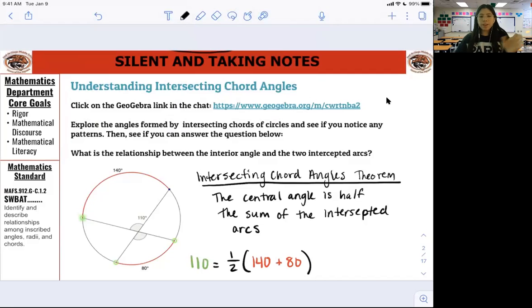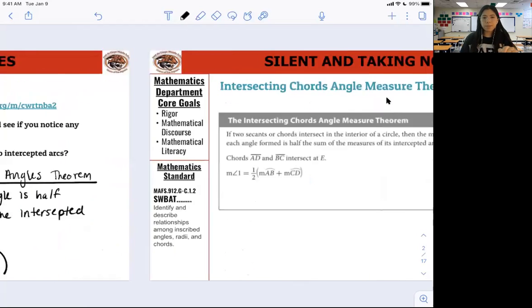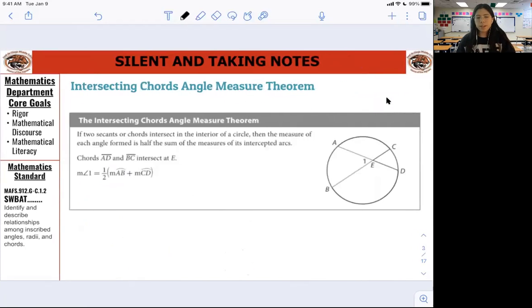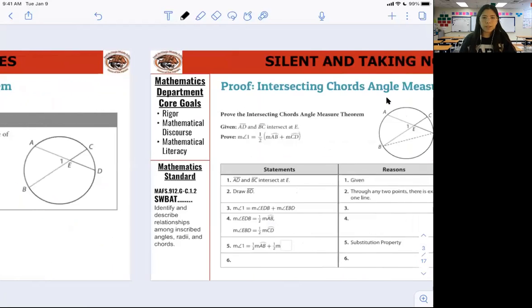All right, does anyone have any questions on the intersecting chord angles theorem? Okay, is anybody still writing it? No, we all good? We wrote it down? Okay, let's do a few examples then. Here's the actual theorem, but we already wrote it down, so we're not really going to copy it.